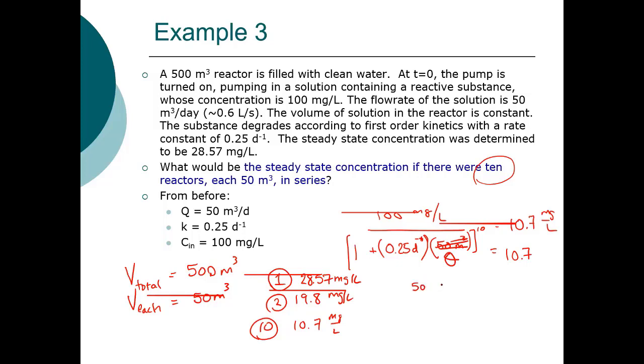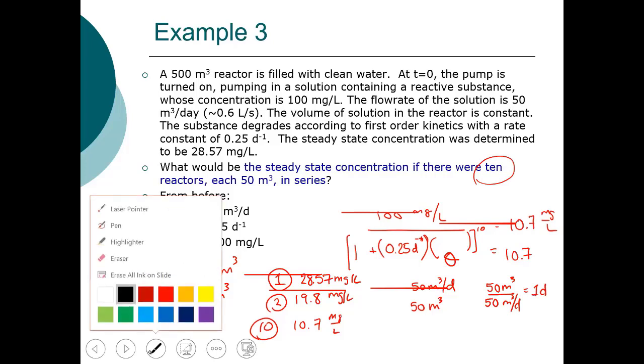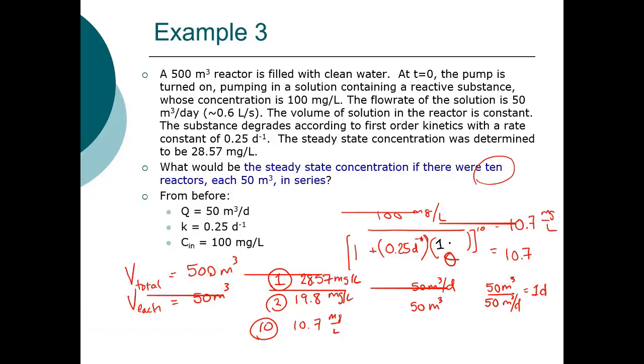So what was our flow rate? It is 50 cubic meters per day. Our volume for each reactor is 50 cubic meters. So our detention time is 50 cubic meters divided by the flow rate, and it's 1 day. So this here, and this here, is 1 day. Thank you for mentioning that, and I apologize for the error.